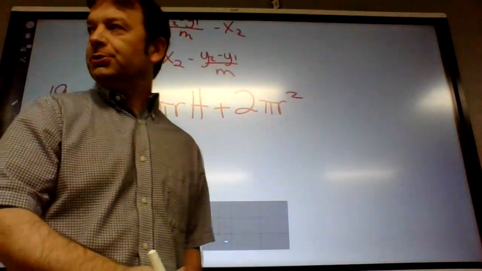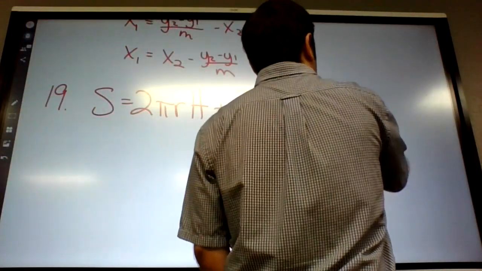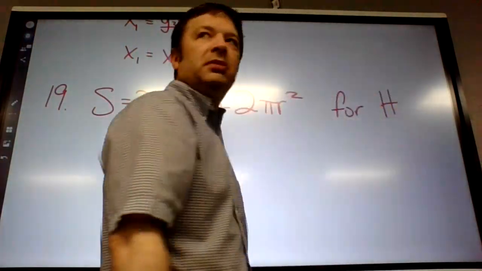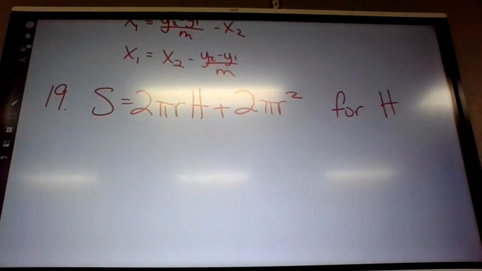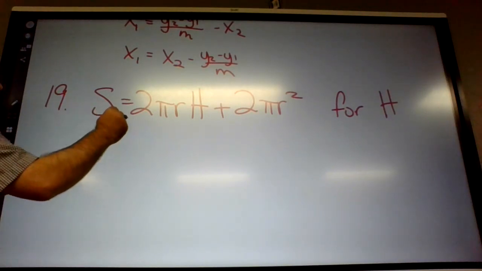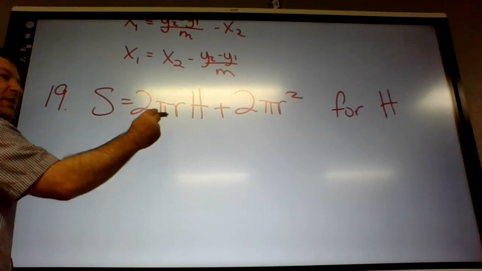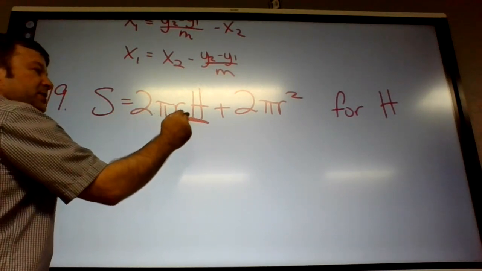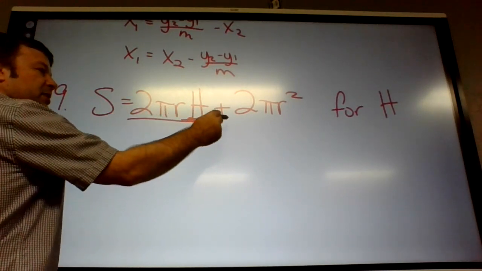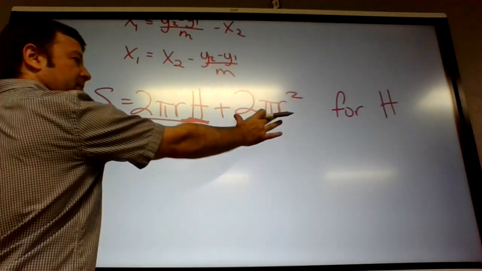For H. Alright. Okay, lots of stuff. This looks complicated, but it's really a two-step problem. We're supposed to solve for H. All of this is just one term, so this is really just a two-term thing over here.